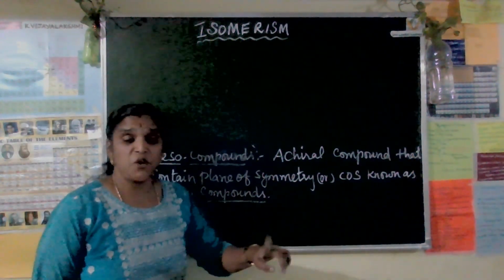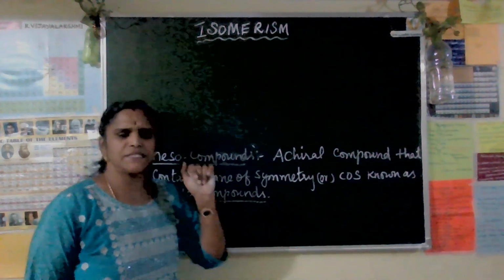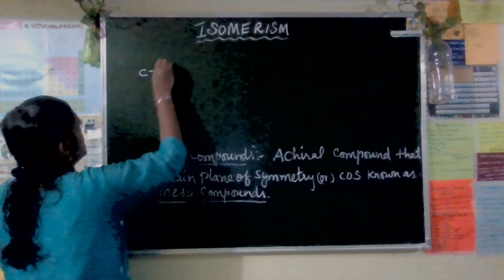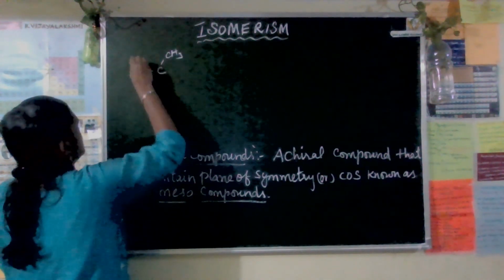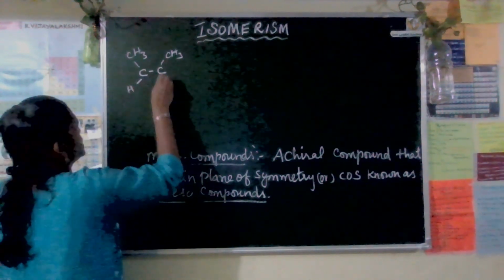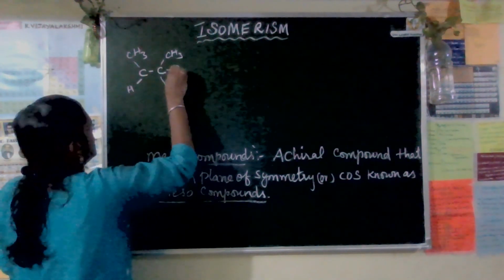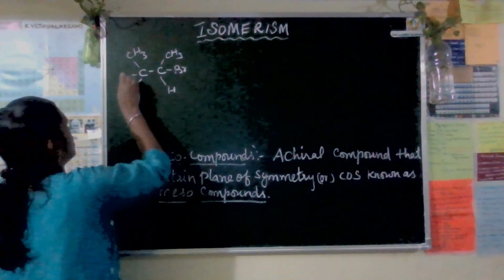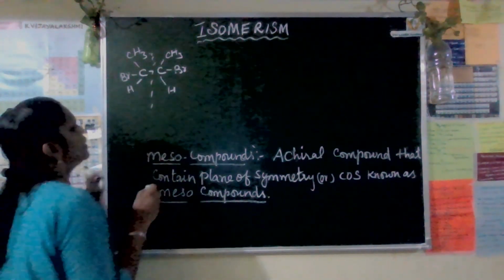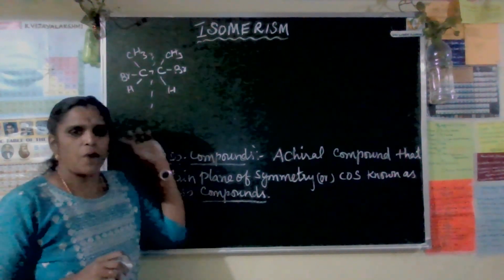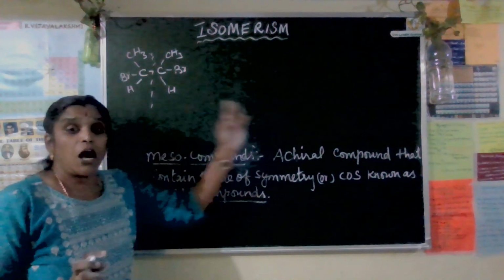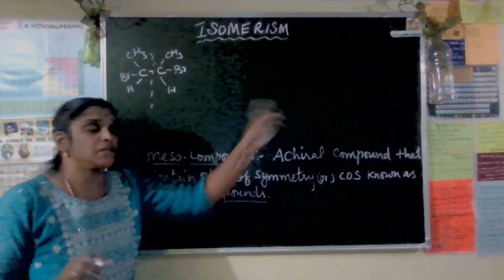Now, enantiomers and mesomers, we'll take the best example. Here, C single bond C, here CH3, here CH3. Now here hydrogen, here Br, and here Br. These two are identical, so it is one compound. Now, in these two identical halves of the compound, how do we identify enantiomers and mesomers? Let us go for it.